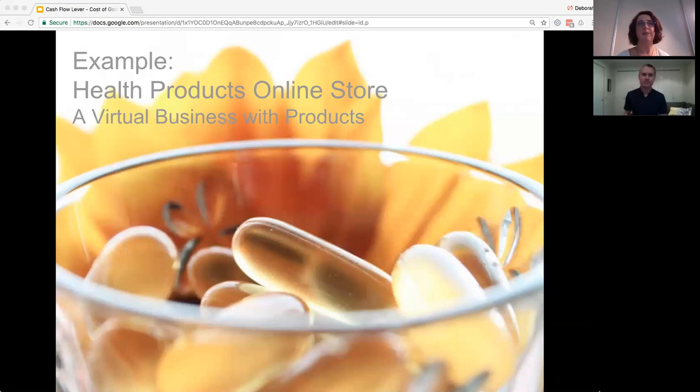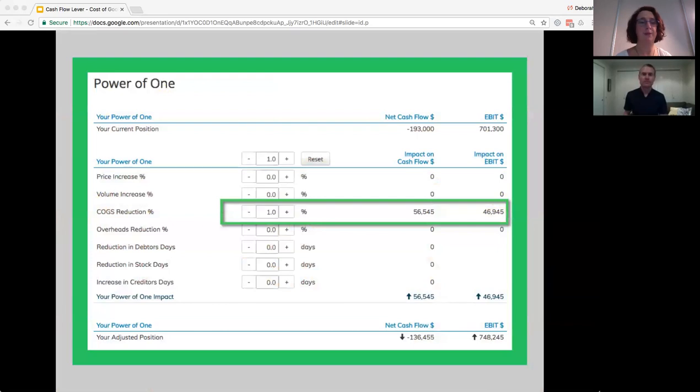So let's take a look at our Power of One example for our sample business. You can see here that reducing the cost of goods has made a marked difference to this business, with over $56,000 shift just by reducing the cost of goods by 1%. That's a significant improvement in cash flow and also in profit. In this example, it's showing us that for this business, cost of goods is a significant issue and therefore must be considered when creating a strategic cash flow management plan.